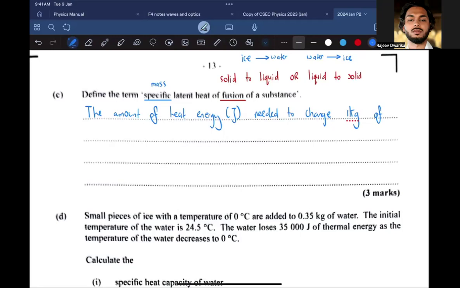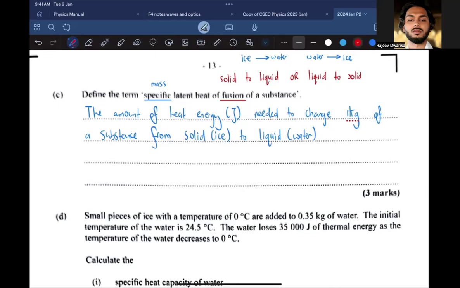Remember over here, right, Justin? We're dealing with a change in what? Starts with S. Substance? No, not substance. You're going from ice to water or water to ice. That's a change in what? State. Yeah. So you need to say it is the amount of heat energy, in joules, needed to change 1 kg of a substance from solid, an example is ice, to liquid, water.